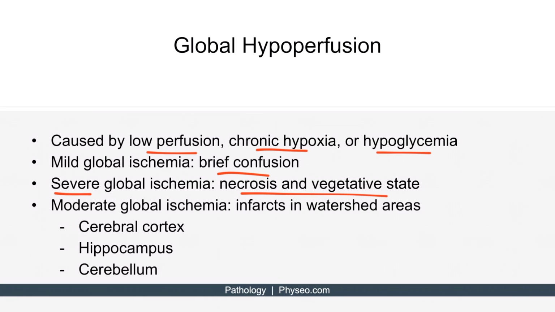The most high-yield aspect of this disorder is related to moderate cases of global hypoperfusion. Patients with globally reduced cerebral perfusion are primarily affected in the so-called watershed areas of the brain. These are the vulnerable border zones between the tissues supplied by the anterior, posterior, and middle cerebral arteries.